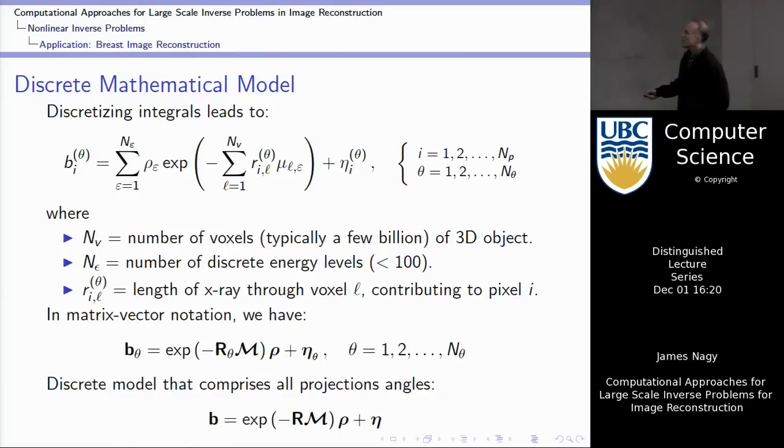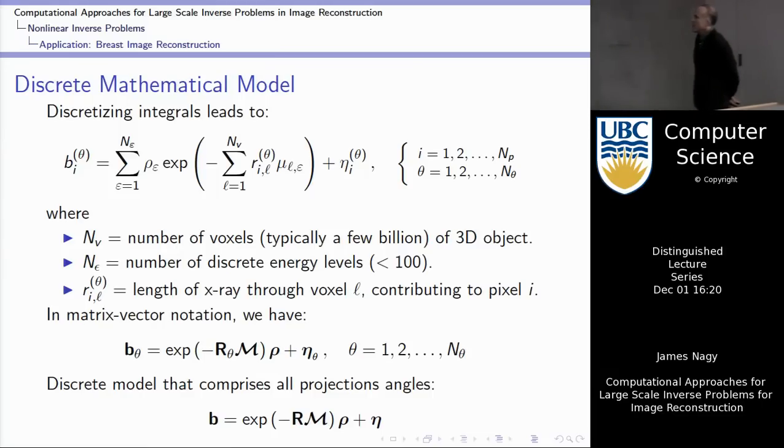For each projection image, I have a matrix here. You can think of it as a Radon transform, or we call it a ray trace matrix, times this m, which is attenuation coefficients in each voxel. And then if we put them all together, we get something that looks like this.